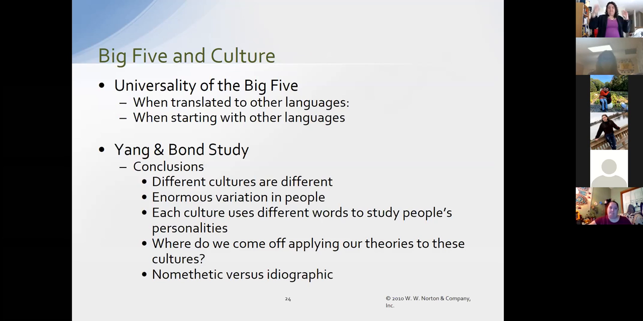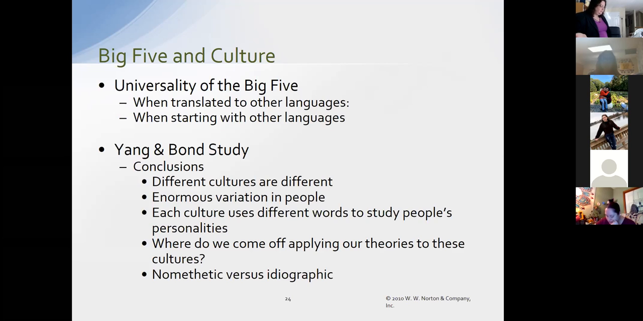So researchers have specifically looked at, are these universal? Can you apply these across cultures, across languages? So when you translate them to other languages, so you take a Big Five inventory and you translate it, and then you give it to people in that culture, then we tend to see four or five factors. However, if you start in the other language, so you start from that language rather than putting our English-based Western assumptions on it, right? We see more inconsistency. There's no one-to-one correspondence, but there is some overlap.